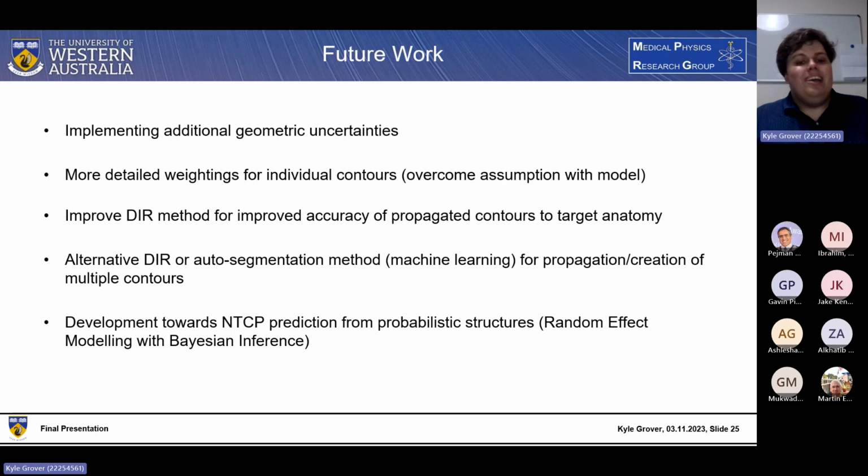And as well, in the overall goal, it unfortunately ended up being too wide and was beyond the scope, but working towards the development of NTCP predictions for probabilistic structures would be very favorable, with one potential that has been considered being random effect modeling using Bayesian inference, which I don't have the time to get into here, unfortunately.